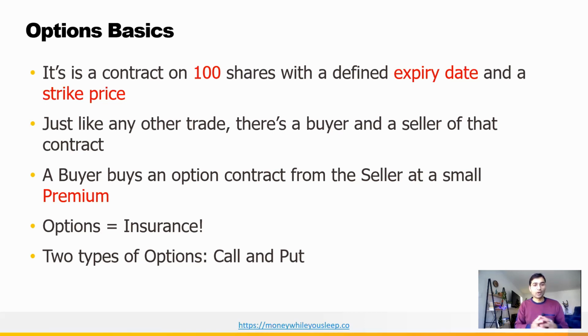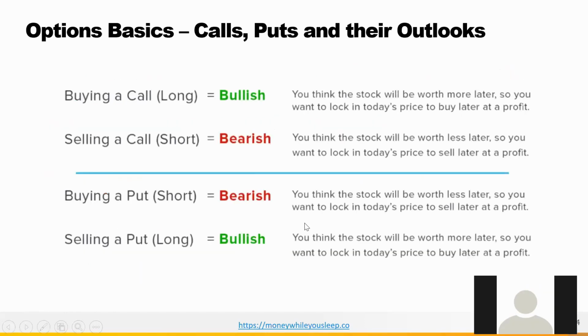And there are two types of options, call and put. So this is option basics. I have covered that last week, but for somebody who is completely new, I think this is a good starting point. All right, this is also something we covered last week: whenever somebody is a buyer of a call, a seller of a call, buying a put, or selling a put, what is their outlook?